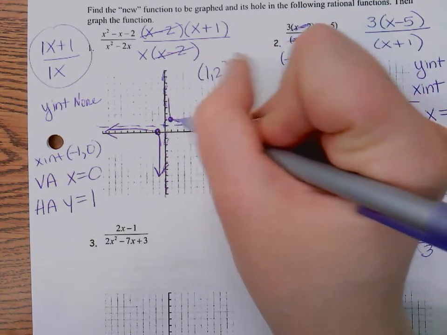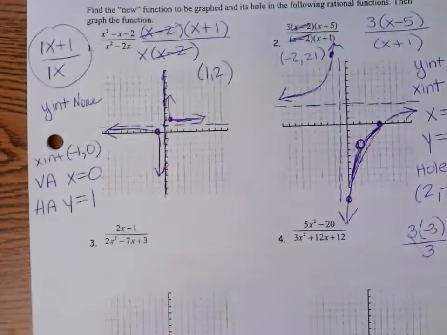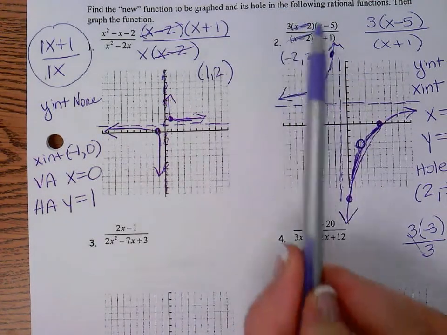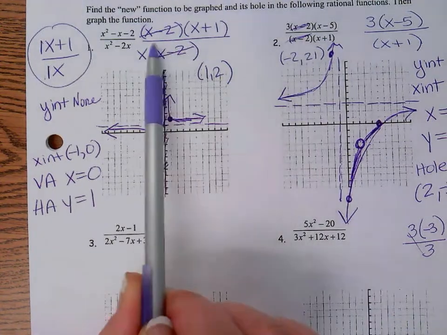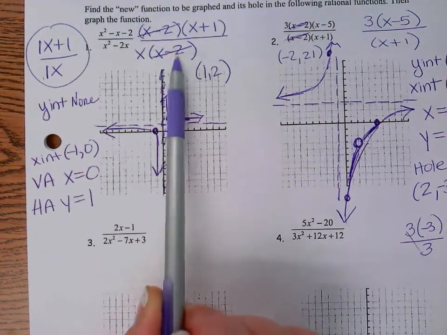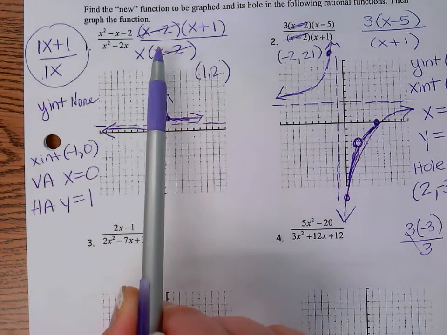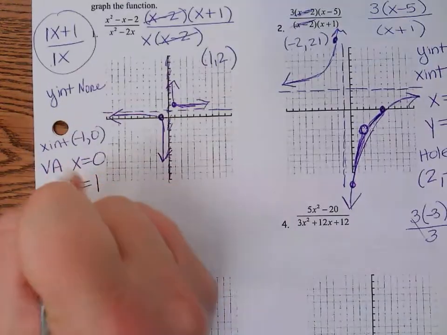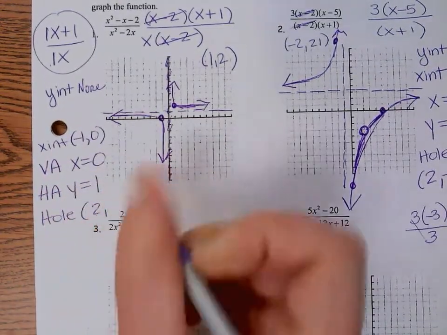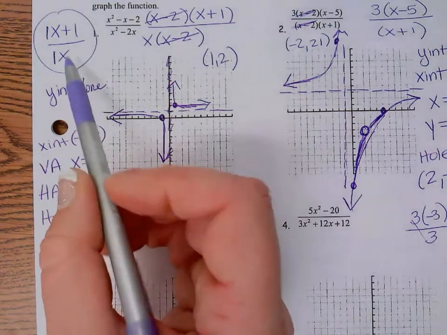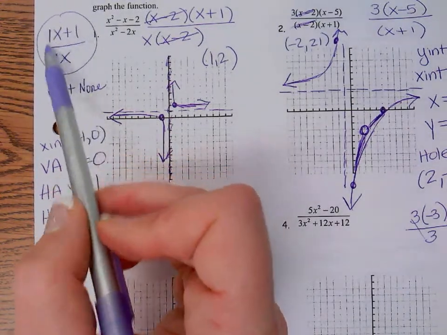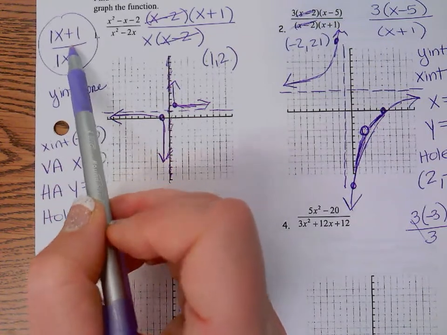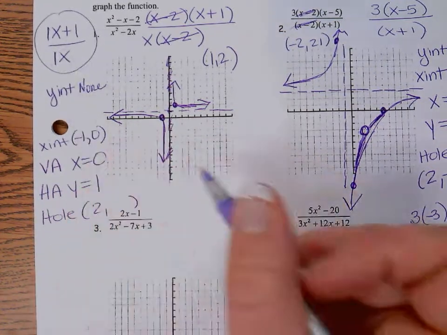Now I just need to add my hole on there somewhere. And just like we did over here, this was undefined at +2. This is also originally undefined at +2, then we got rid of it. So I need to know where +2 is on this function. So my hole is going to be at 2, something. So I plug 2 into this function up top. So 2 plus 1 is 3 divided by 2, 3/2. So 1.5 is my hole.